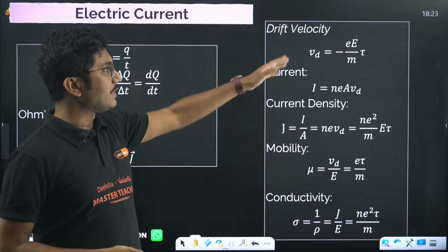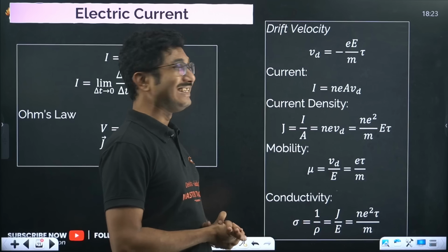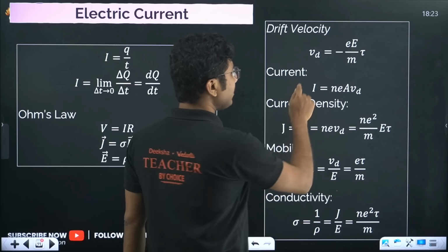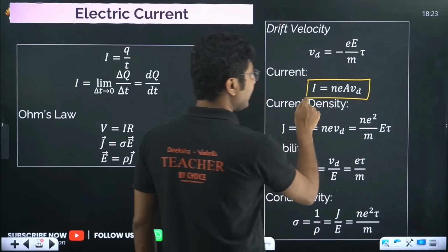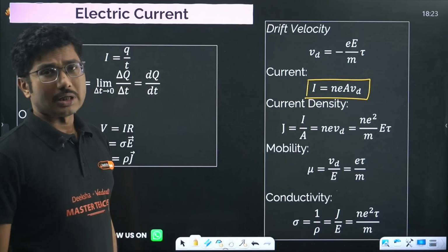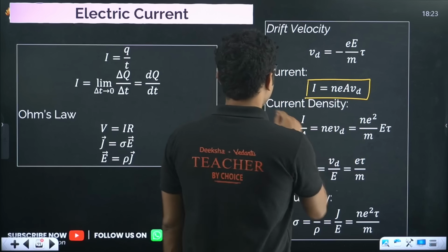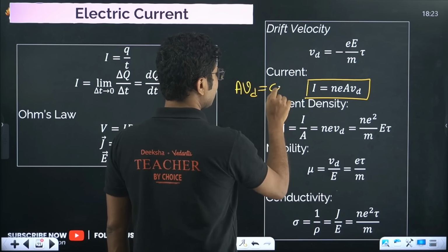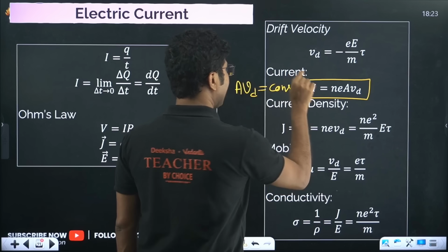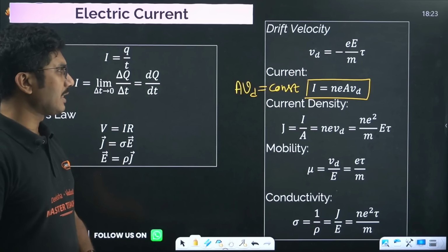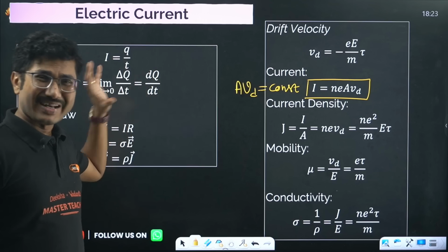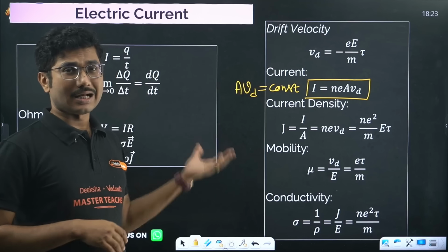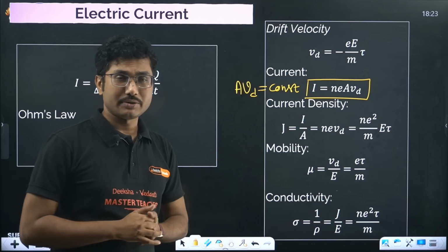Okay, drift velocity is given by minus E epsilon naught. These formulas are not super important, but you need to remember current is given by NEA VD. Also the equation of continuity, which says that area into drift velocity is constant. That is for current as well as for fluid. So either fluid or current, there is a chance that concept-based questions might come.